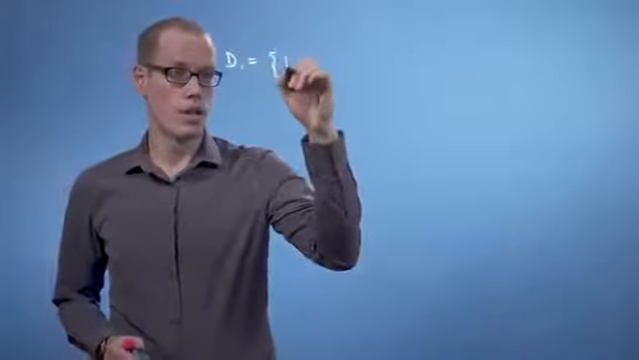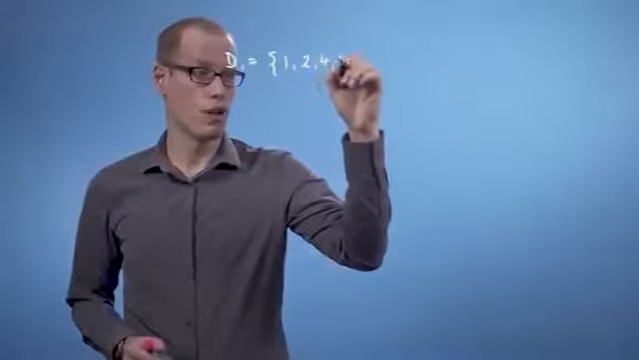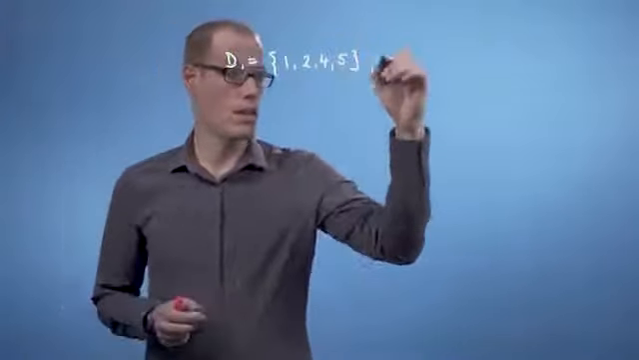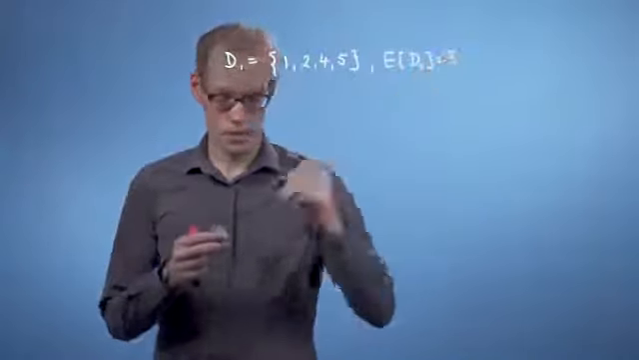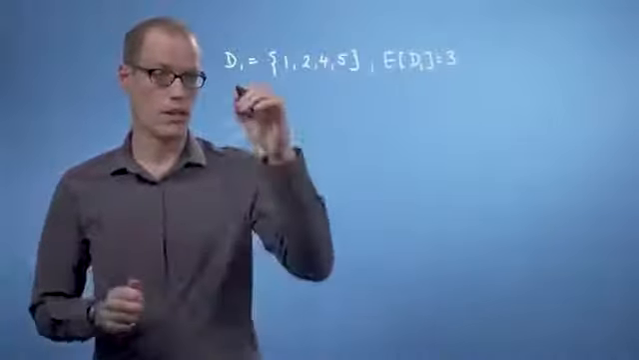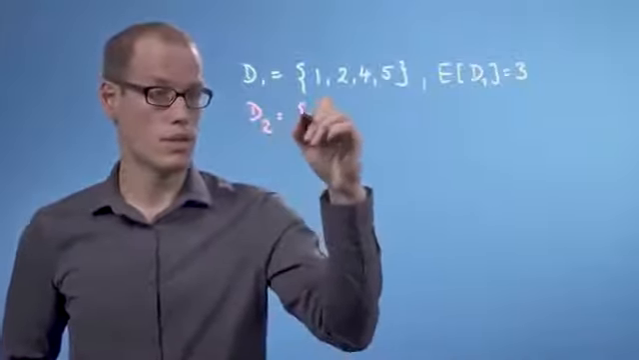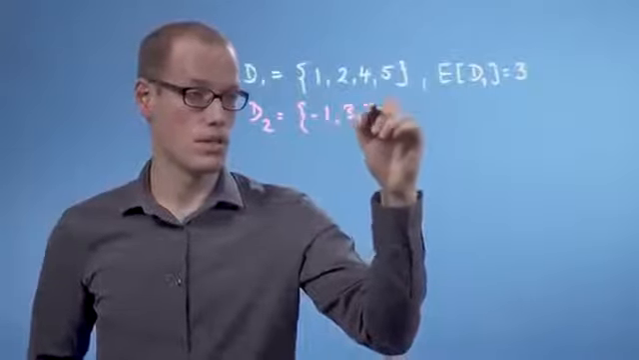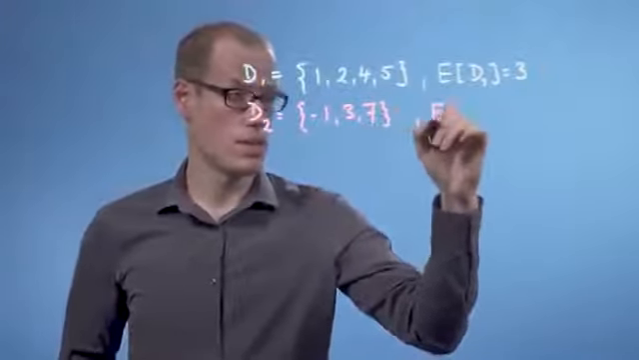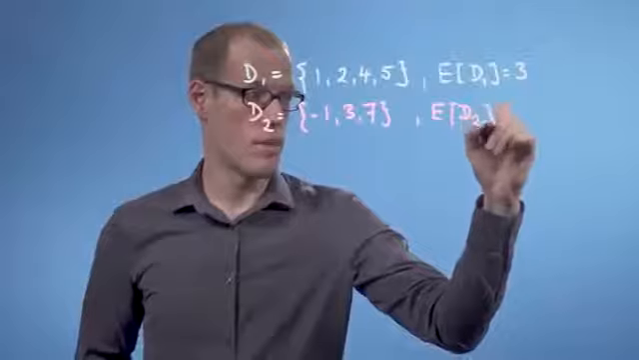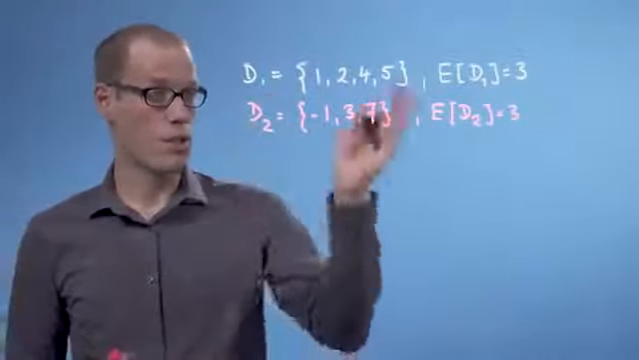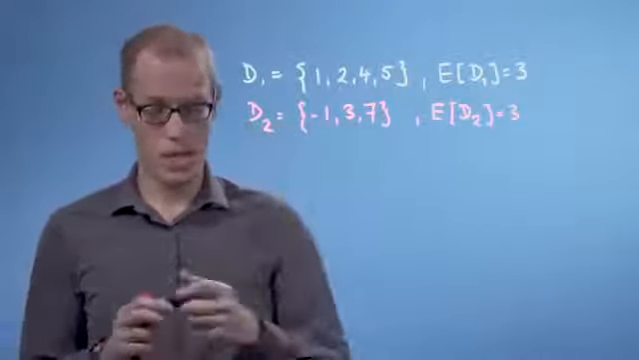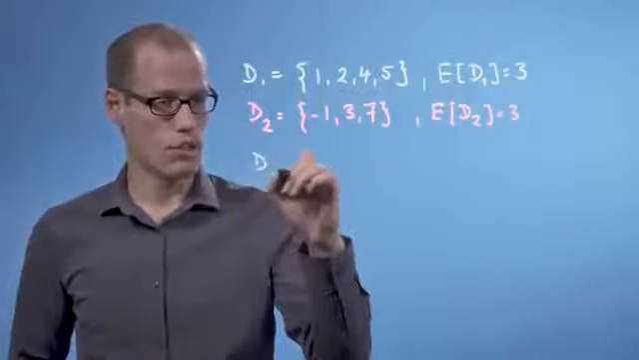So D1 was 1, 2, 4, and 5, and the mean value or expected value of D1 was 3, and D2 was -1, 3, and 7 with exactly the same mean value. So now we want to compute the average squared distance of D1 from the mean and of D2 from the same mean. So let's do this for D1 first.